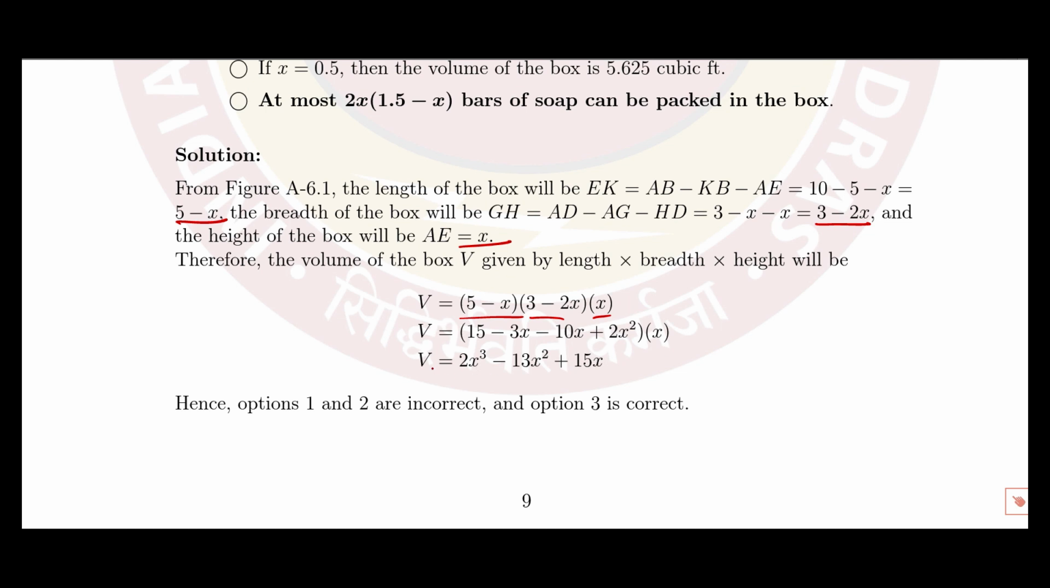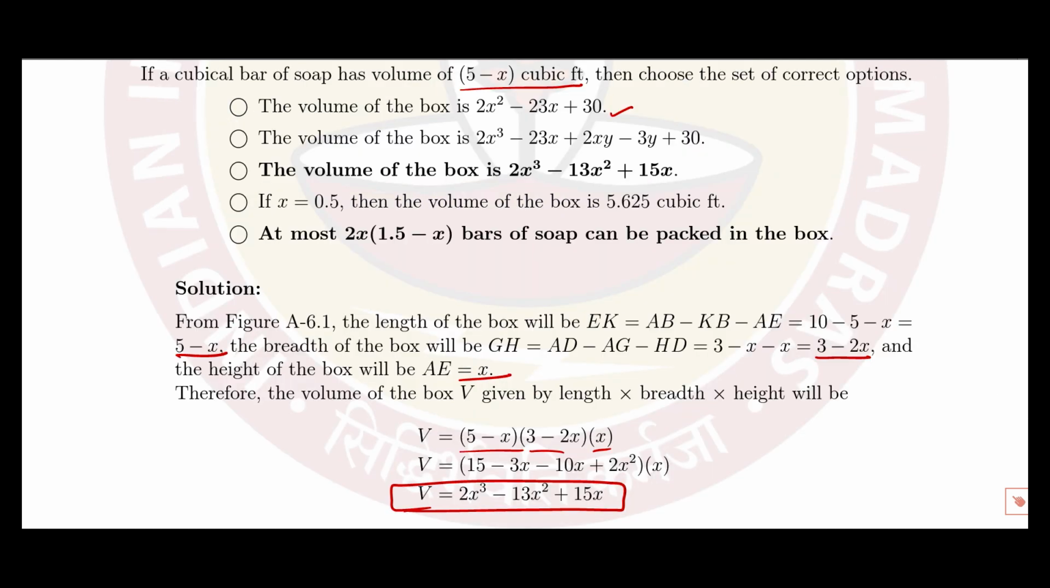So if we calculate it, we get the volume of the box equal to 2x cube minus 13x square plus 15x. If you see the options now, the volume of the box is 2x square minus 23x plus 30, but that is not equal to 2x cube minus 13x square plus 15x. So option 1 is false. Similarly, there is no xy term in our volume of the box, so option B is also false. Option C says the volume of the box is 2x cube minus 13x square plus 15x, which is the same as we obtained. So option 3 is true.